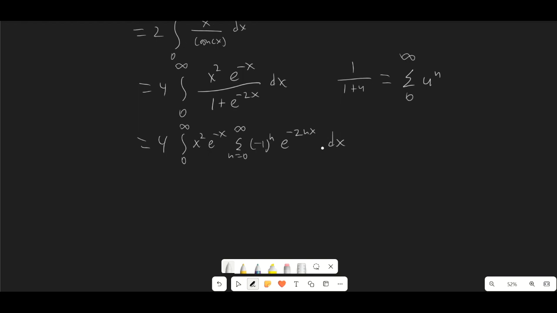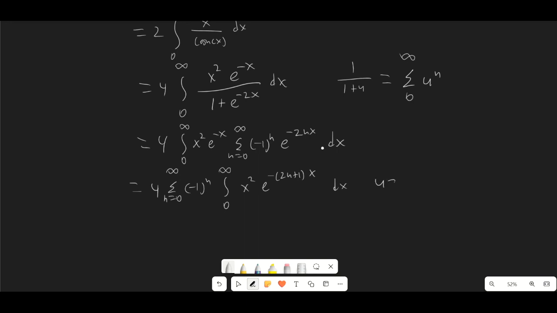Now we're going to apply Fubini's theorem here. And we are allowed to apply Fubini's theorem because if you throw in absolute value bars in here, we end up with the integral from 0 to infinity of x squared over hyperbolic sine of x, which does converge as well. So we can interchange the integration here, and we'll end up with 4 times the sum from n equals 0 to infinity of negative 1 to the n times the integral from 0 to infinity of x squared e to the negative 2n plus 1 x dx.